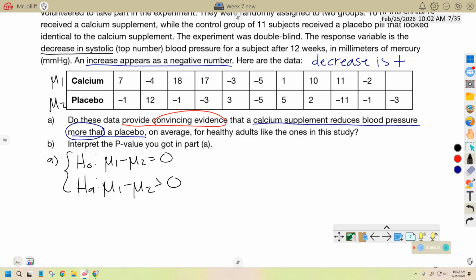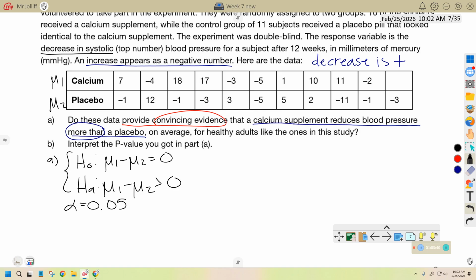Good. Okay. Significance level. Were we given one? I don't think so. So we're going to choose one. And 0.05 is usually the default. If this were the AP test, I would write that sig level, comma, alpha equals.